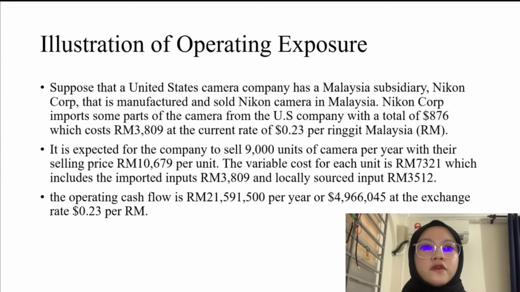For illustration of operating exposure, suppose that a United States camera company has a Malaysian subsidiary, Nikon Corp, that manufactures and sells Nikon cameras in Malaysia. Nikon Corp imports some parts of the camera from the US company with a total of $876, which costs RM3,809. It is expected for the company to sell 9,000 units of the camera per year with a selling price of RM10,000. The variable cost for each unit is RM7,321. The operating cash flow is RM21 million.